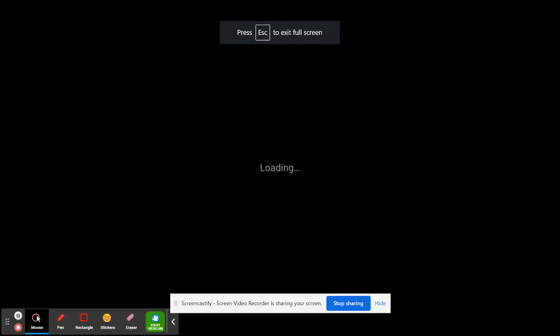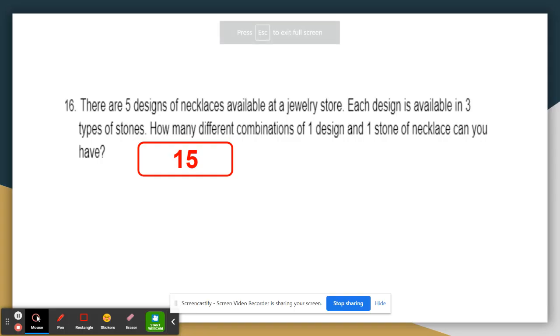Number 16. There are 5 designs of necklaces available at a jewelry store. Each design is available in 3 types of stones. How many different combinations of one design and one stone of necklace can you have?